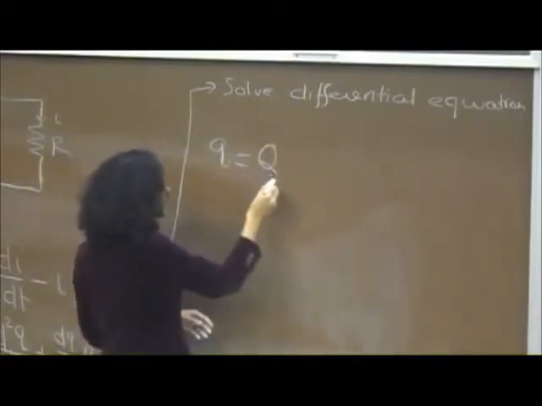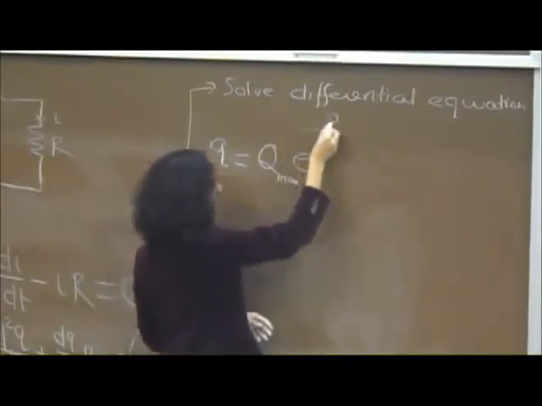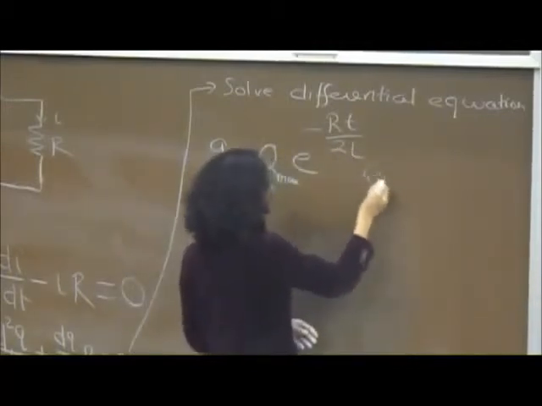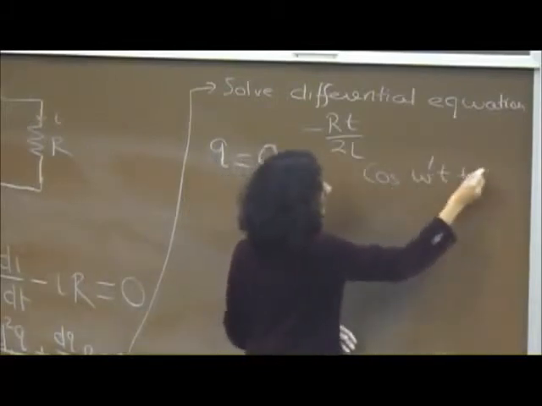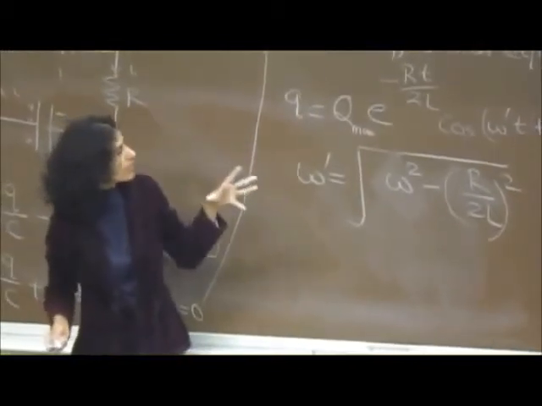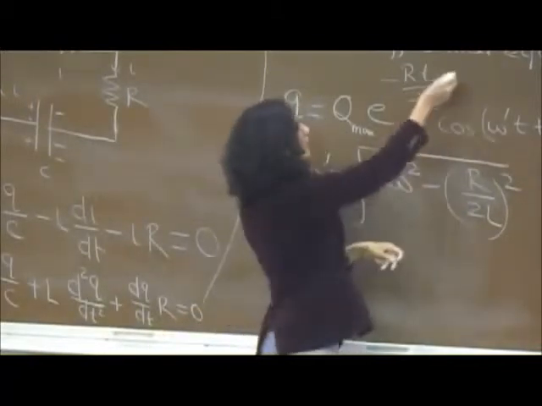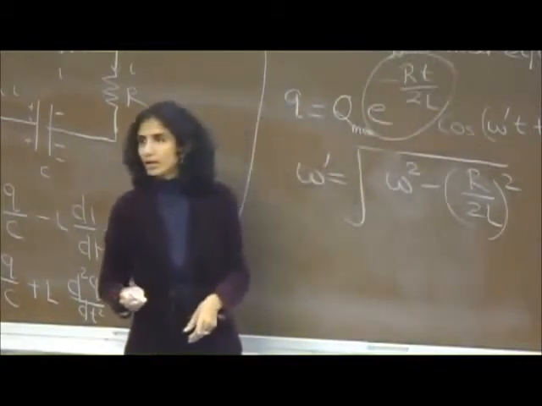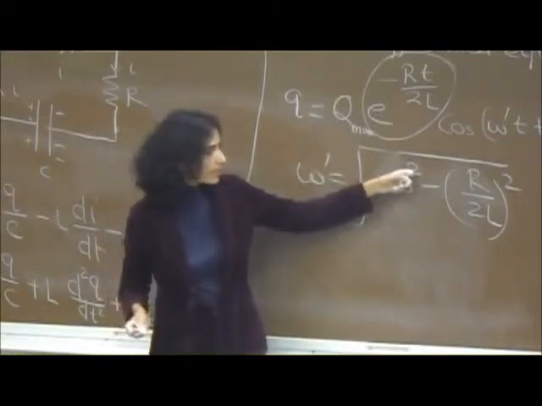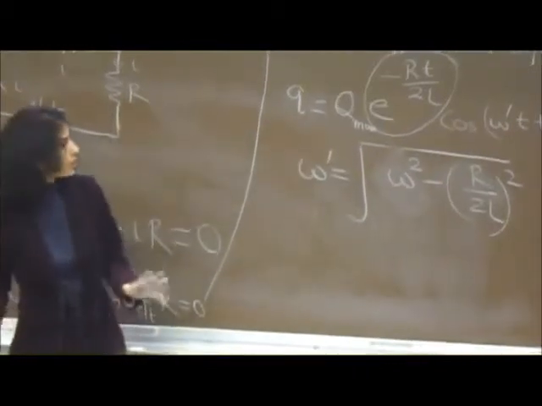It'll tell you that Q is equal to Qmax times e to the power minus Rt over 2L times cosine(ω′t + φ). Notice something very interesting. Is this just a sinusoidal function? No, in addition to the sinusoidal part, you have this exponential damping. By the way, the frequency has gotten modified. The frequency is no longer ω, but ω′ equals the square root of ω² minus (R over 2L)². So the frequency has changed.